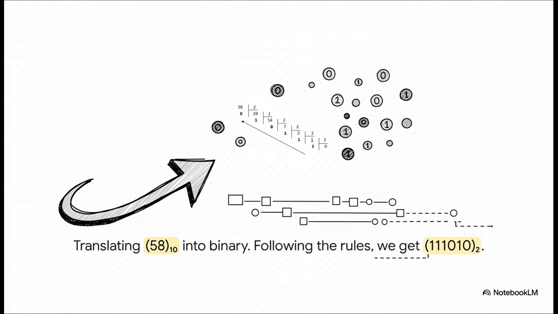We keep this going. 14 by 2, then 7 by 2, and so on, all the way down until we can't divide anymore and we get a quotient of 0. And now for the magic trick, we read those remainders from the bottom all the way to the top. And what do we get? 111010. See? The secret code is cracked. It makes perfect sense now.